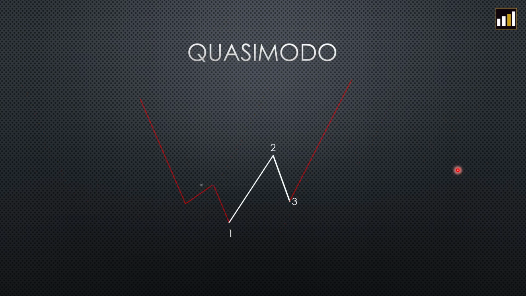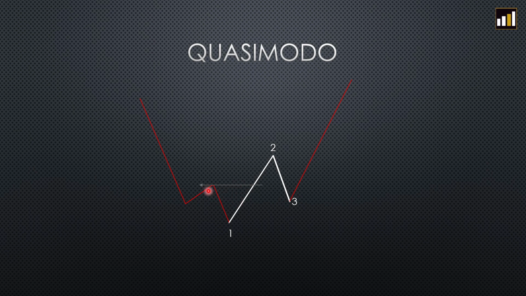Just a quick example here, a Quasimodo. So what is a Quasimodo? A Quasimodo is when price comes down, then goes up in a trending fashion, like a normal ABC for Elliott wave, like a correction going down A, B, and then C. It's your A, B, C pattern correction.